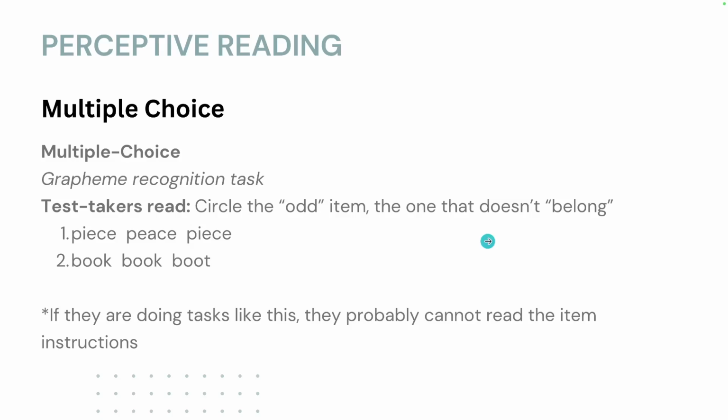Okay, next, you could also do a grapheme recognition task. So for example, test takers read: circle the odd item, the one that doesn't belong. So you can see in number 1, they would circle PEACE, and in number 2, they would circle BOOT. So very simple recognition task.